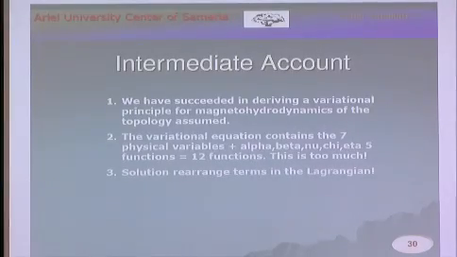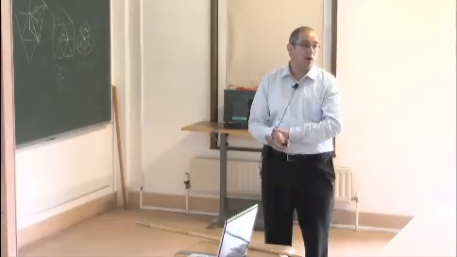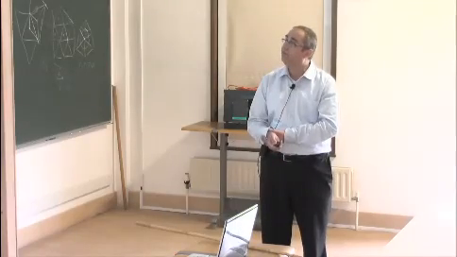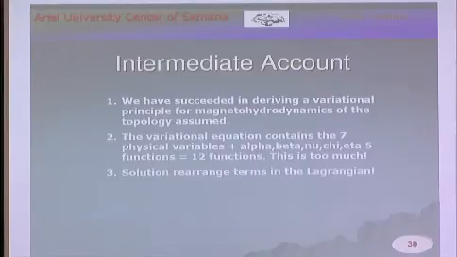Okay? So what we have done, we have succeeded in deriving a variational principle for magnetohydrodynamics of the specific topology assumed. Now, the problem is that you have now, in addition to the original 7 physical variables, an additional 5 variables, and that's a total of 12 functions, which is obviously too much for magnetohydrodynamics. Now, how do you get rid of the extra functions? Well, the solution is you rearrange the terms in the Lagrangian.